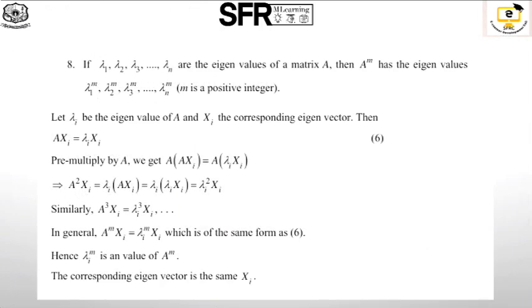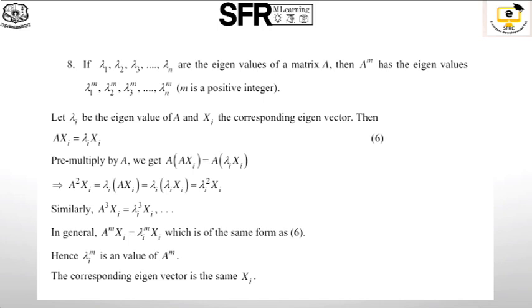Next property is, if lambda 1, lambda 2, etc. lambda n are eigenvalues of your matrix A, then A power m has eigenvalues lambda 1 power m, lambda 2 power m, etc. lambda n power m, where m is a positive integer. So, first of all, we take lambda i to be an eigenvalue of A and xi to be the corresponding eigenvector, then A into xi equal to lambda i into xi by using the previous properties.